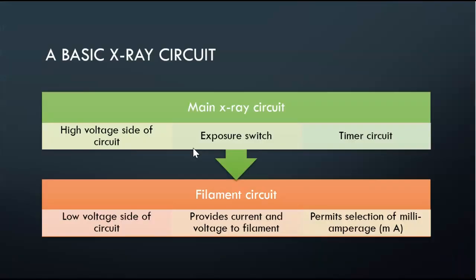So a basic X-ray unit. The main X-ray circuit is the high voltage side of the circuit. It has the exposure switch and the timer switch. The filament circuit is the low voltage side of the circuit and provides current and voltage to the filament, and it permits selection of milliamps.